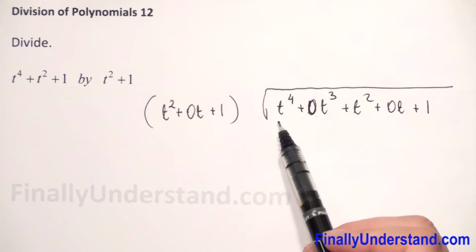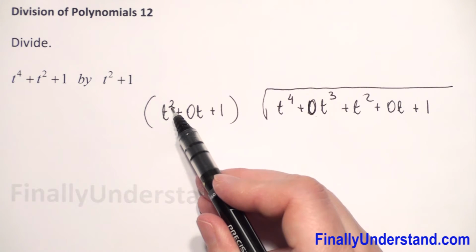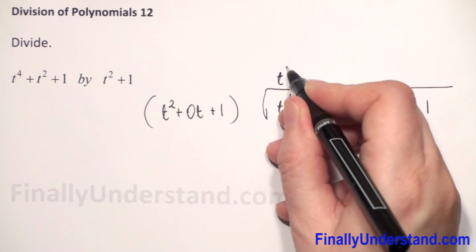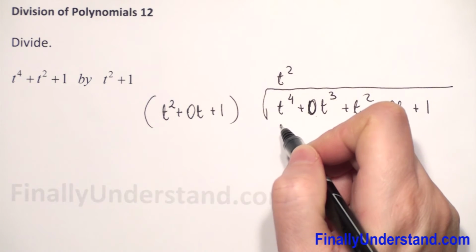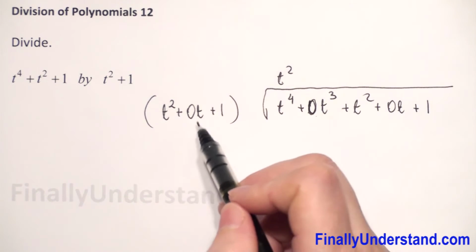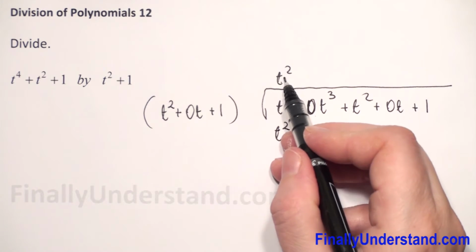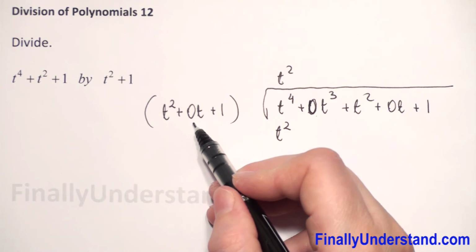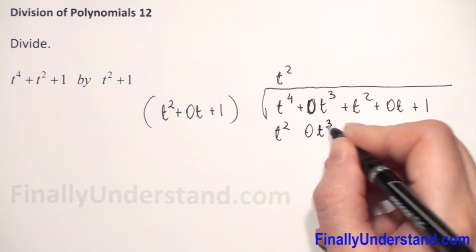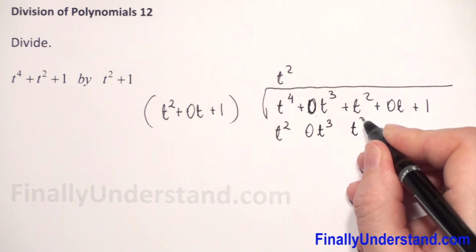So now we have to concentrate only on the first terms. We have t to fourth power and t to second power. By what do I have to multiply t squared to get t to fourth power? Of course, by t squared, because t squared times t squared gives me t to fourth power. And now I have to multiply every term of our divisor by t squared. So t squared times t squared is t to fourth power. t squared times 0t is 0, so we have 0t cubed. And next we have t squared times 1 is t squared.